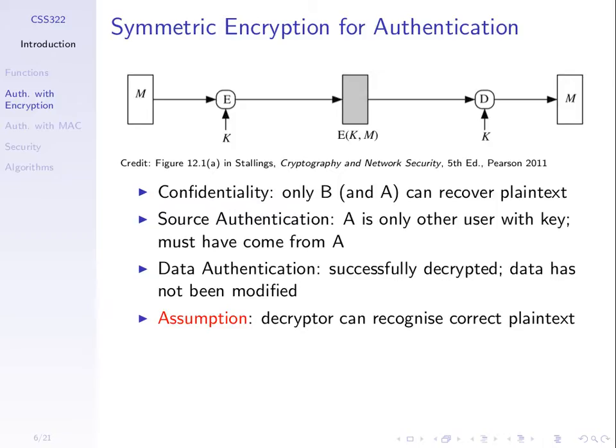Similar with data authentication. If the message decrypts successfully. When I say decrypt now, I mean that when we decrypt the ciphertext, we get plain text that is correct, corresponds to the original plain text. If it decrypts successfully, it means the ciphertext I received must have been encrypted with the shared secret key that A also has, and that is the source authentication, and that it hasn't been modified. Because if the ciphertext was modified in some way, it would not decrypt successfully. So it also provides data authentication. That is, we can be sure that the message hasn't changed along the way.